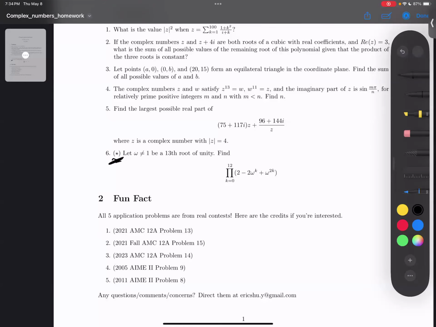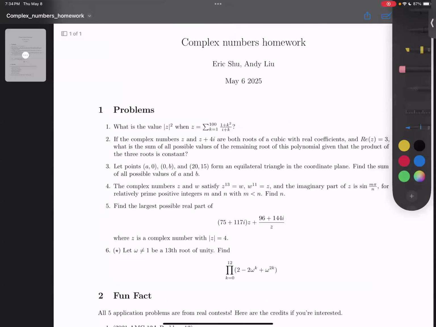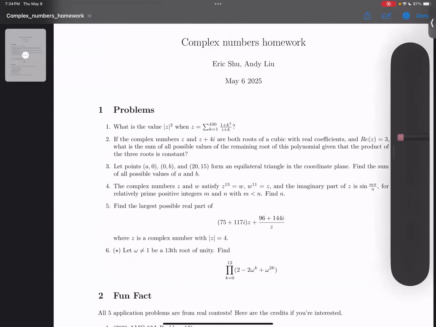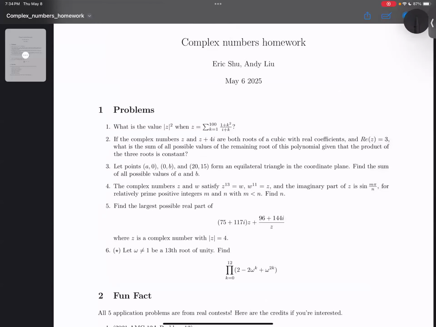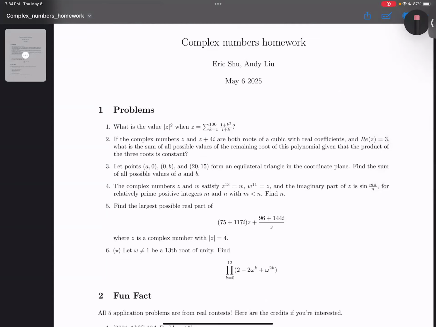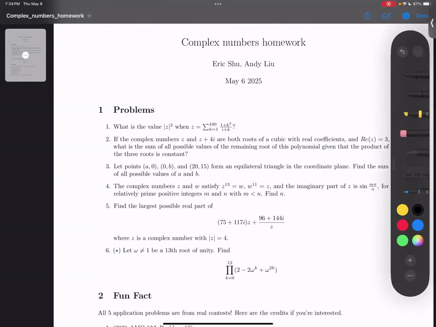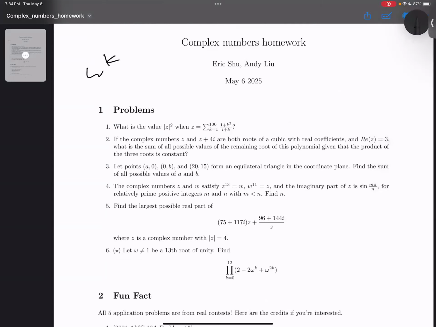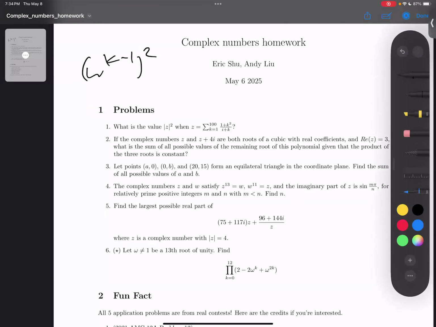All right, so first we can simplify the term inside to omega^k minus 1, squared, and then plus 1. Wait, hold up. I feel like this would be more helpful if you could annotate. So it's going to be omega^k minus 1, and then squared, and then plus 1. Wait, what are you saying? I'm tripping. It's a perfect square plus 1. Oh, like that. Okay, yeah, I see what you're saying now.